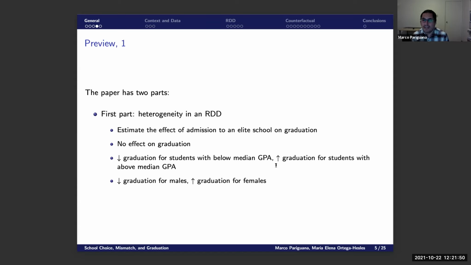So basically, we're gonna do an RDD, and we're gonna show that, even at the margin of admission, there is heterogeneity by other skill measurements. So we're gonna estimate the effect of admission to an elite school on graduation. We're gonna find that there is no effect on graduation. However, the effect is negative for students with below median GPA, and it's actually positive for students with above median GPA. And these two effects cancel out, and then you find no effects overall. Then the effect is actually negative for males, and it's positive for females. And as it happens to be, females have higher GPAs than males. So this is kind of a composition thing.